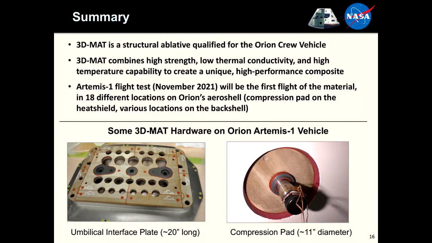It's actually, although it was developed specifically for the compression pad, Orion really liked the properties and performance of this material, and they have used it in 18 different locations of Orion's aeroshell. So the compression pad on the heat shield, and then many other locations on the back shell where there's some structural requirements, such as this article shown here. This is about 20 inches long. It's made up of multiple pieces of 3D Matte, and this is the umbilical interface plate for feeding in electrical and other life support from the service module to the crew module. So with that, I will attempt to switch over to a couple of videos, if I'm able to do that.